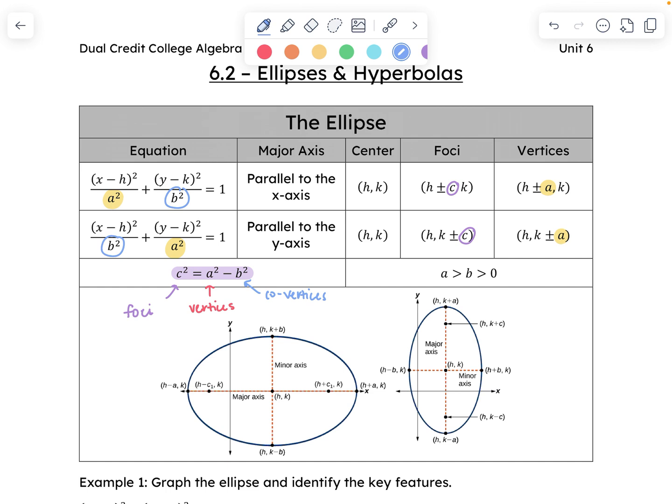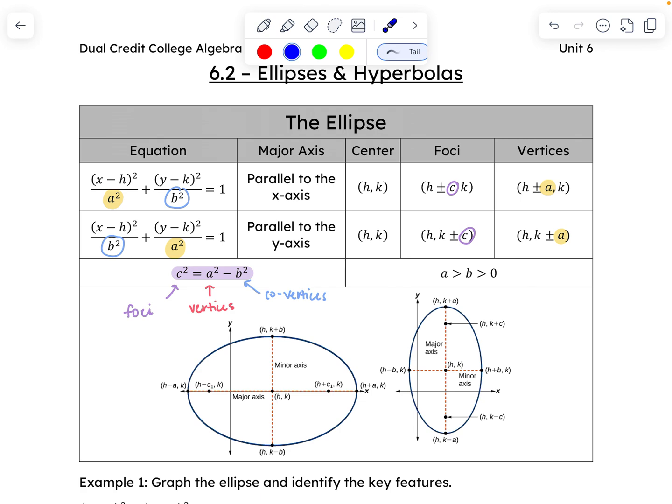So if it's parallel to the x-axis, the vertices are with the x-axis, and the co-vertices would be here and here, and they would go parallel with the y-axis on what we call the minor axis, as opposed to the major axis that goes with what it's parallel to. So this is a lot of information here. I feel like it's a lot easier to look at this when you're looking at an example. So let's go ahead and start looking at example one right here.